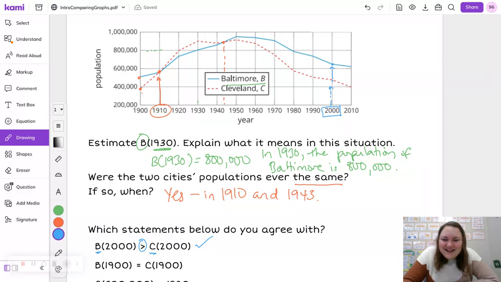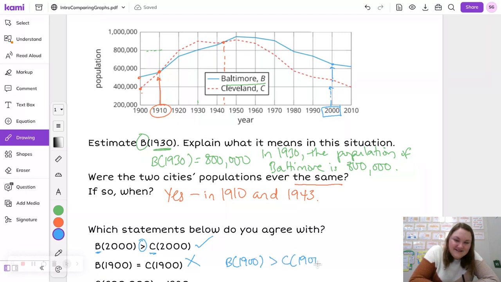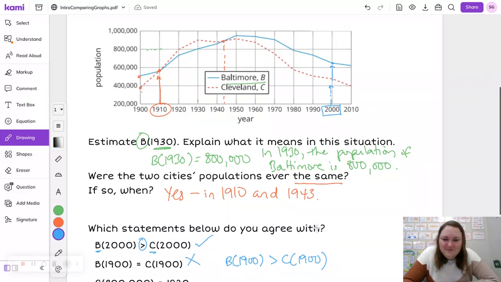What do you think about that second statement there? The second one's similar to the first one, where it's comparing the population of those two cities, this time in the year 1900. In 1900, those populations are not equal, so I would not agree with that. If I look at the graph, it looks like Baltimore's population is greater than Cleveland's, so I would agree with something like this, but not that the populations are equal.